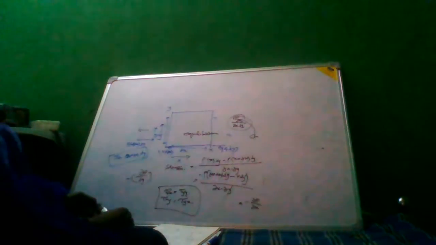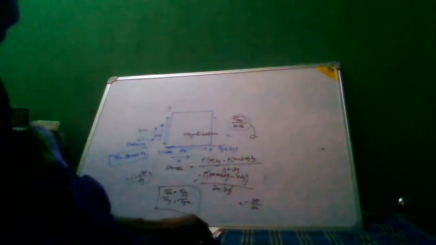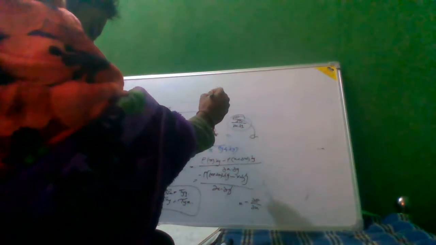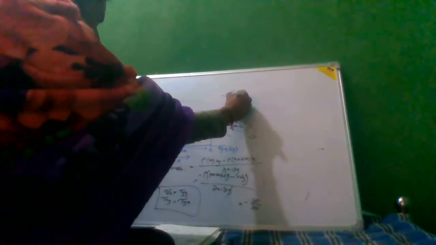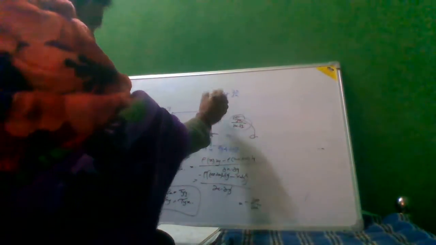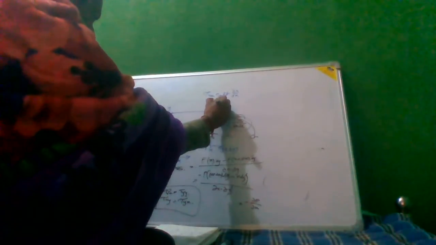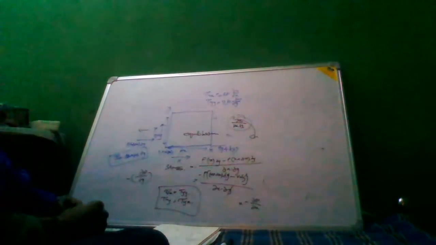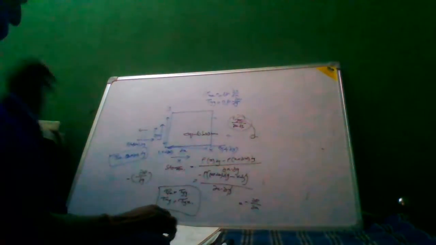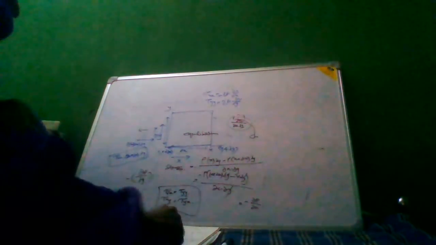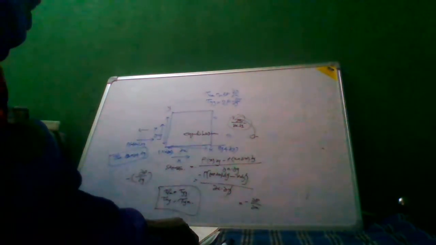And for Newtonian fluids, we know that tau xx should be 2 mu into del u by del x, and tau yy should be 2 mu into del v by del y. It is an expression for Newtonian fluids that we already discussed, and tau xy and tau yx should be mu into del u by del y plus del v by del x.